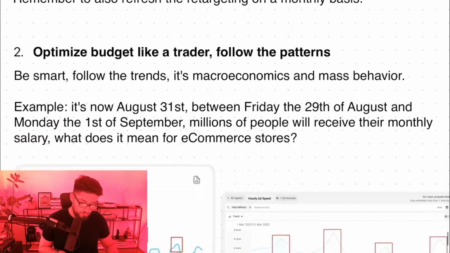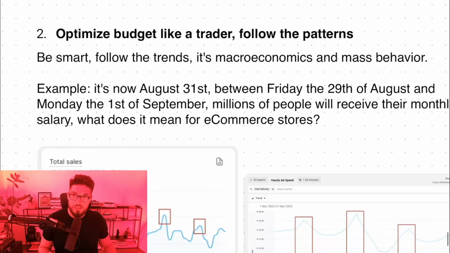Then you want to optimize your budget like a trader. So you want to follow patterns. And this is what I'm talking about, wave surfing. It's a topic that I've developed over the years that I talk about in every single one of my conferences, in every single one of my workshops, especially for Black Friday, which is coming actually. I don't know when I'm going to release this video, but Black Friday Mastermind coming very soon, I think October. Anyways, you want to be smart. You want to follow the trends. This is macroeconomics. This is mass behavior.